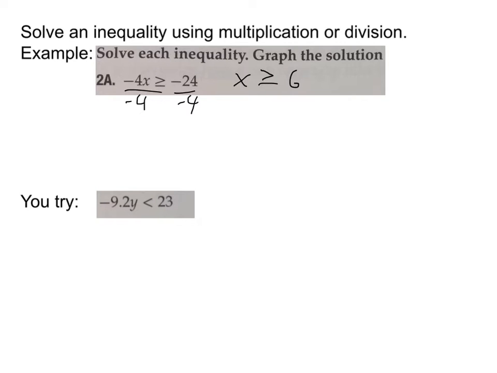So what happens when you're multiplying or dividing with inequalities is you have to flip that sign. Okay? So if we change that sign to be less than or equal to 6, and I try a simple number less than 6, a very simple number would be 0. -4 times 0 is 0. Is 0 greater than or equal to -24? Yes, it is. So that will make the statement true.